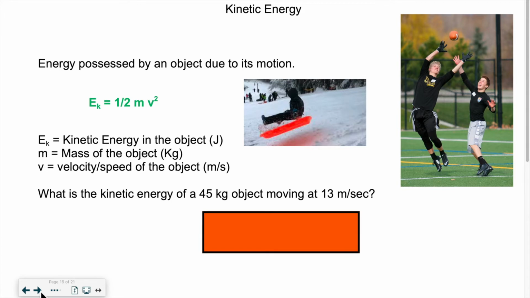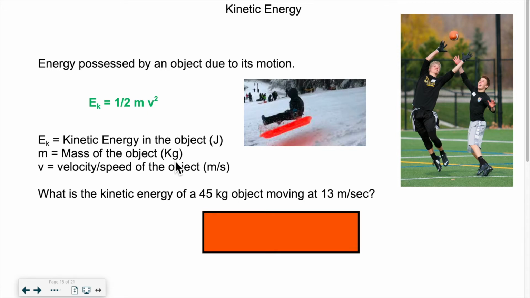Now, how do we calculate this? So let's go straight to the point. You have the equation here. So EK for kinetic energy is equal to half times the mass of the object times its velocity, so V is for velocity or speed, squared. The kinetic energy is in joules. The mass of the object is not in grams, but it is in kilograms.